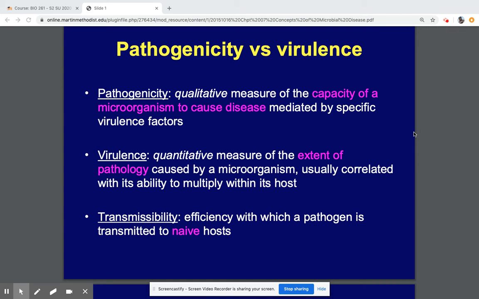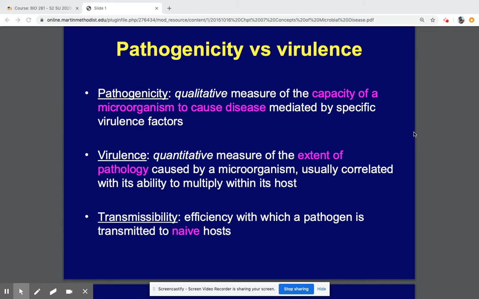Pathogenicity is the property of causing diseases. Remember, a pathogen is a disease-causing agent. So what causes disease? It is a qualitative measure, so these measures do not involve numbers. The microorganism has a specific capacity to cause the disease.